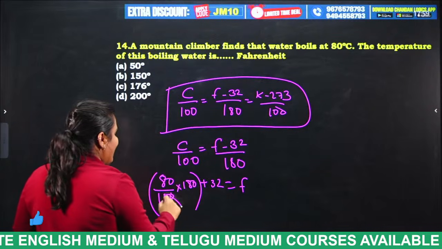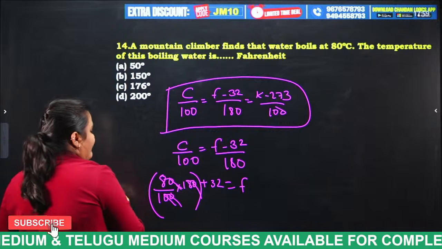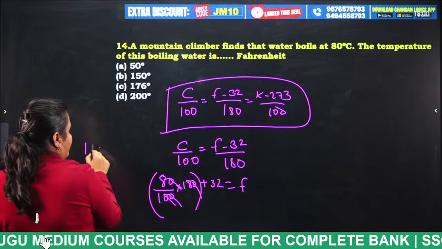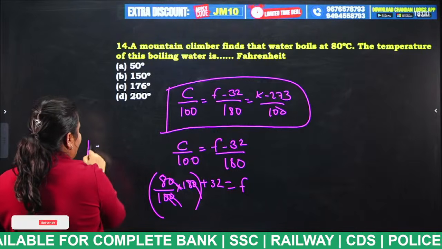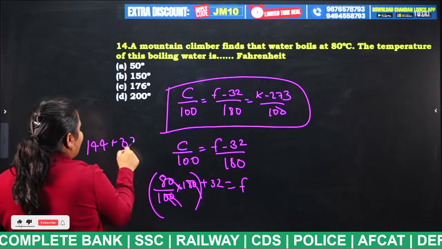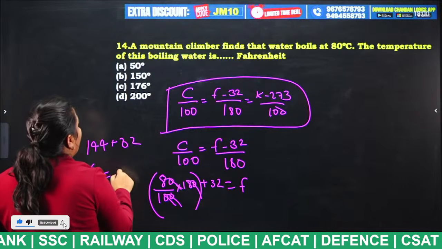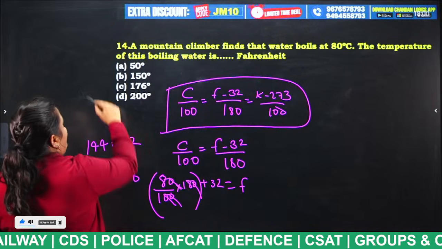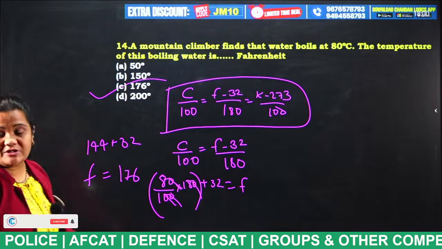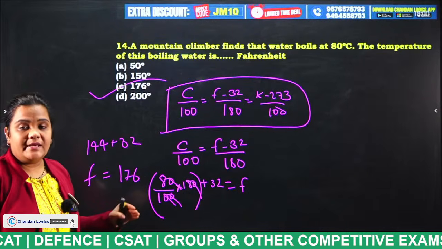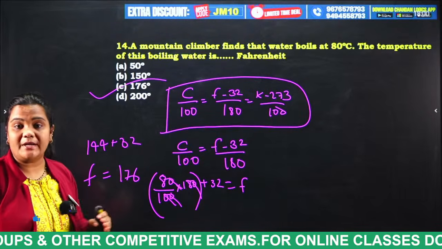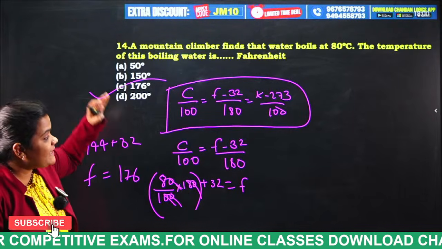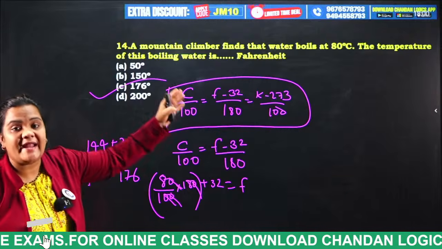So, what may be the answer, students? 144, yes, okay, it is 144 plus 32. So, what might be the answer? F is equal to, okay, 176. So, option C is the correct answer for this question. And these types of problems are very, very important. For sure, you must remember the relationship between Celsius, Fahrenheit and Kelvin.